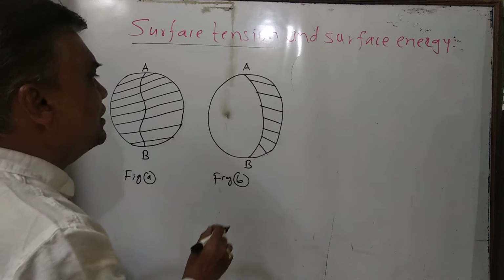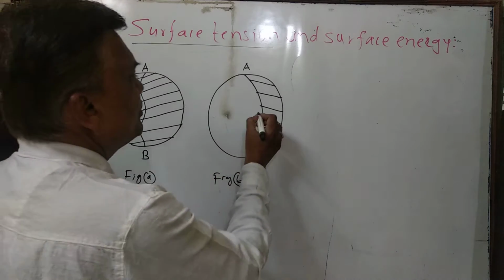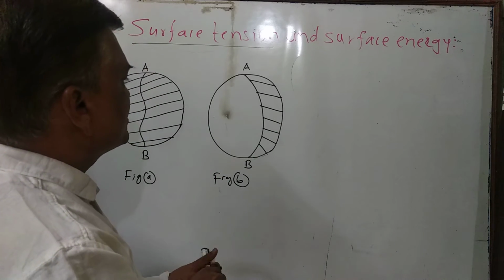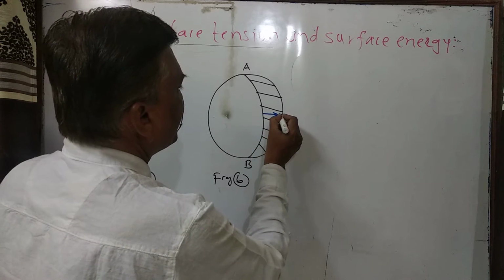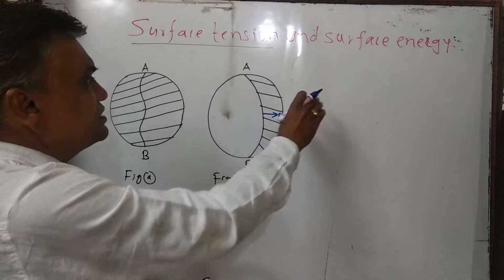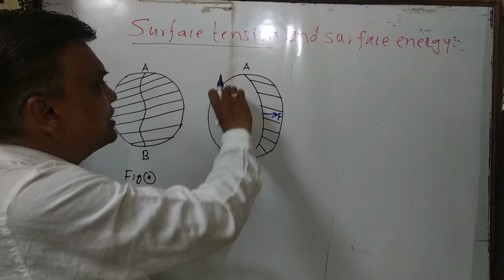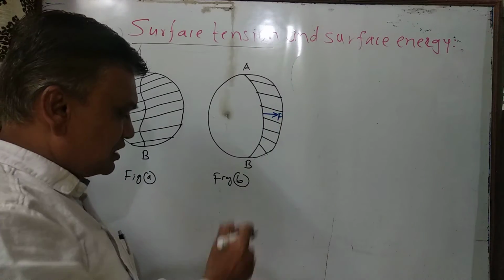In this figure, the thread becomes curved. Why? Because a force F acts on the thread along this direction. That's why the thread takes a curved shape like this.